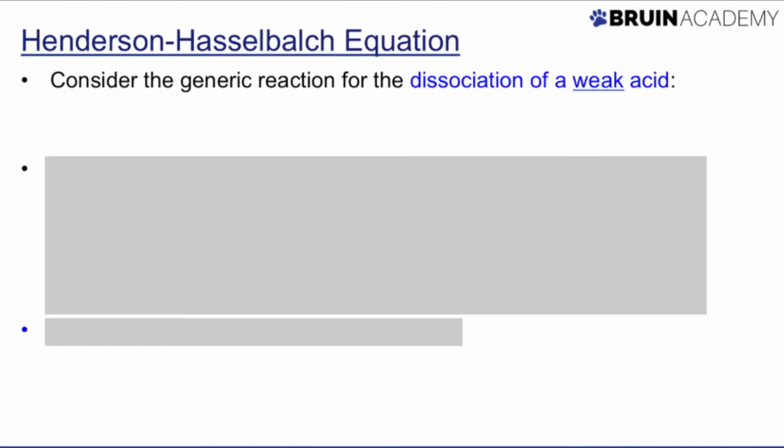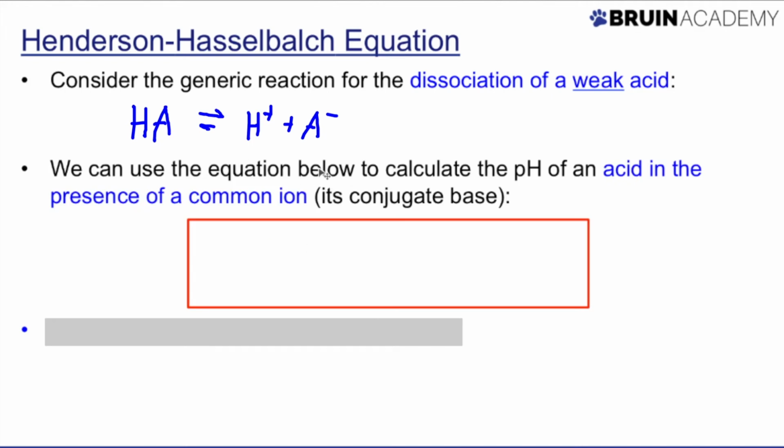Okay, so there's an equation you can use to solve for the pH of buffer solutions, and it's the Henderson-Hasselbalch equation. Very important. So first thing, let's consider the dissociation of a weak acid. A generic acid would be HA, and in the presence of a solution, it'll dissociate into H plus and A minus. Now, we can use an equation to solve for the pH of this acid in the presence of a common ion. An acid in the presence of a common ion is a buffer by definition. That's what a buffer is.